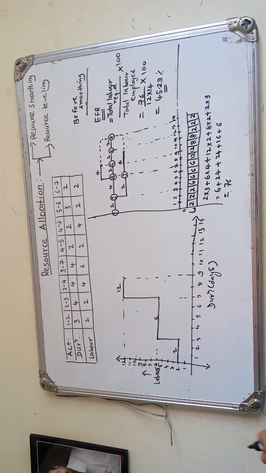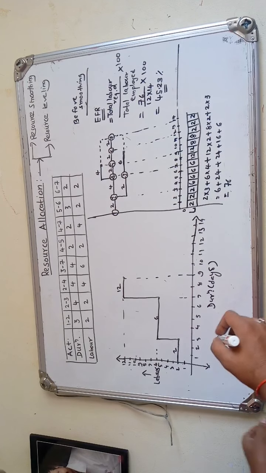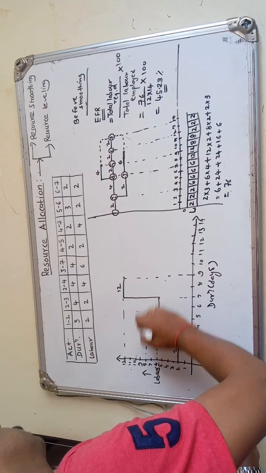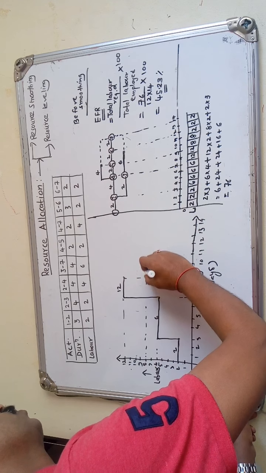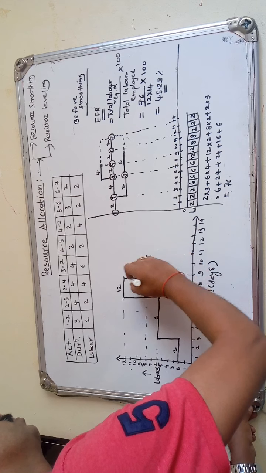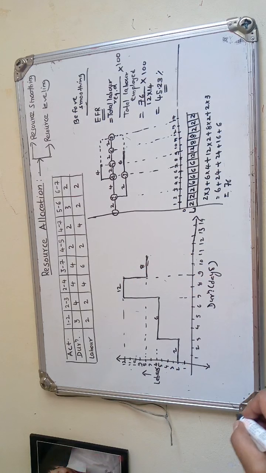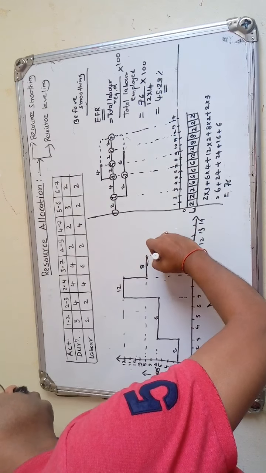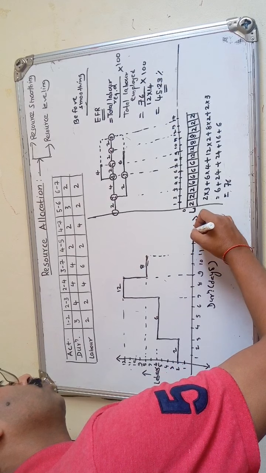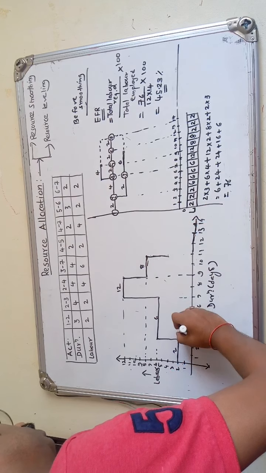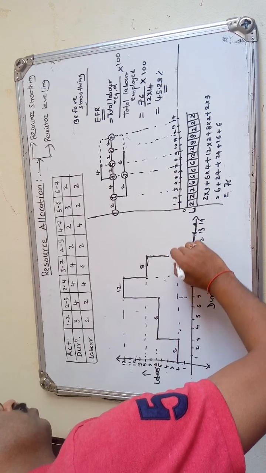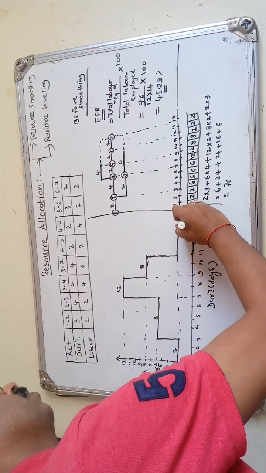Then 8 labors for 2 days, that is on the 10th and 11th. 8 labors for the next 2 days. Then 2 labors for 3 days, that is on the 12th, 13th and 14th day. We require only 2 labors for the next 3 days.